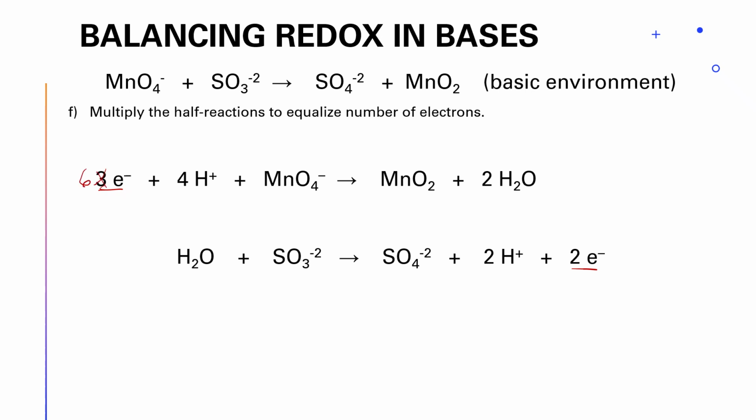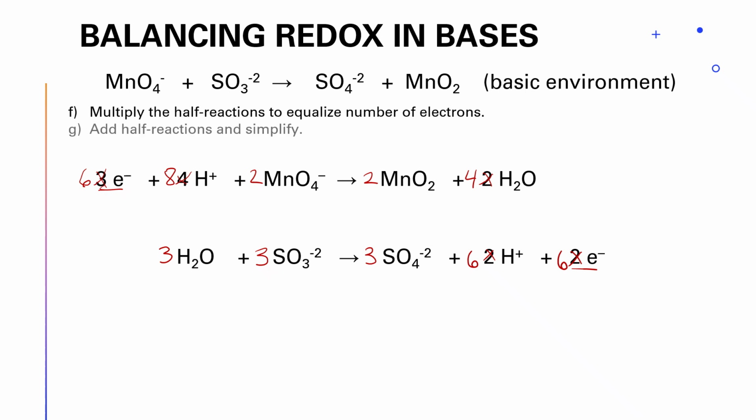3 times 2 is 6. 4 times 2 is 8. A 2, a 2, 2 times 2 is 4. And everything on the sulfur side will have to multiply times 3. 3 waters, 3 sulfates, 3 sulfites, 6 hydrogens, and 6 electrons.